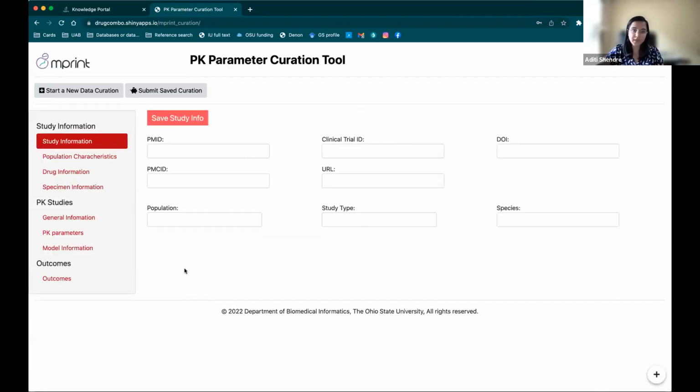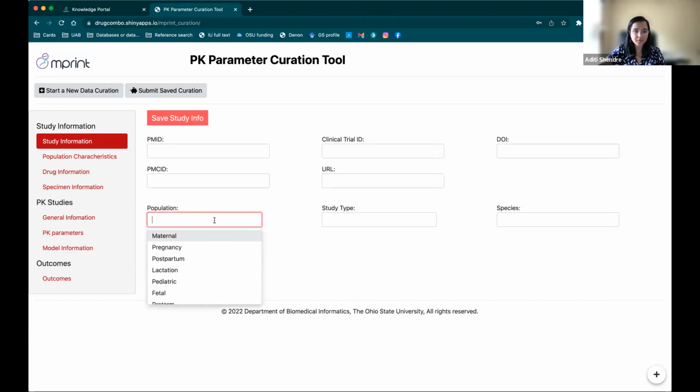this was PK focused. And so we had different tabs for different components of the study. So we start with the study information itself, where we capture what the PMID is, and then any associated IDs as well. Not all of them are required per se, but since not all articles tend to have a PMID, there were options to include other IDs as well. We, of course, made the population and the study type a requirement to capture the components that we are focusing on.